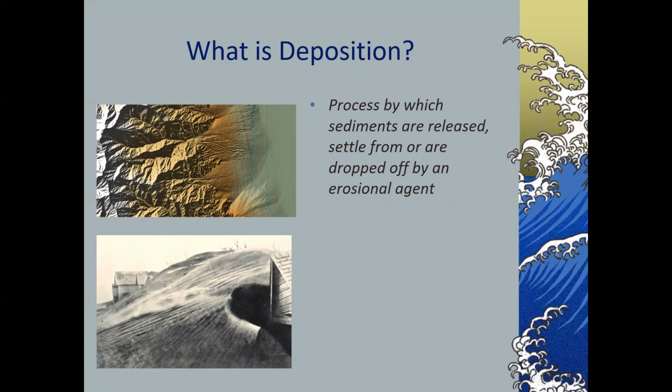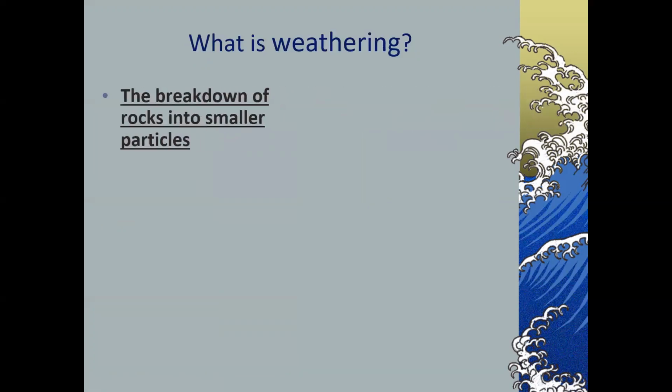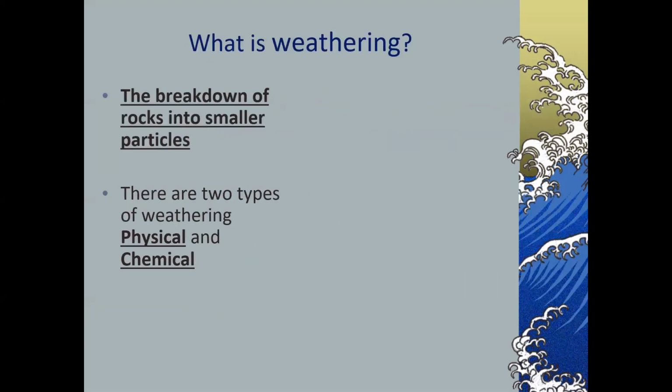All right, so now to the notes. We're going to start right off at the top of chapter 5, which says weathering. It's the same slide as before. You can go ahead and add these 2 bullets. Weathering is the breaking down of rocks into smaller particles. And like I said earlier, there are 2 types of weathering, and those are physical and chemical.